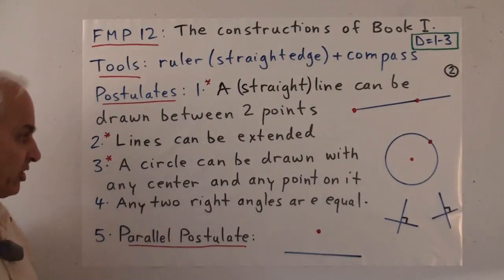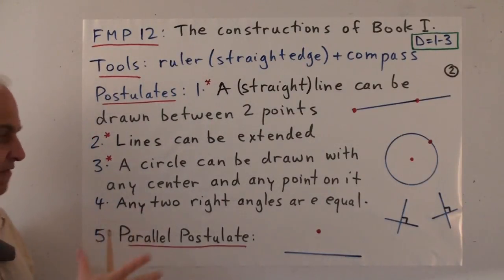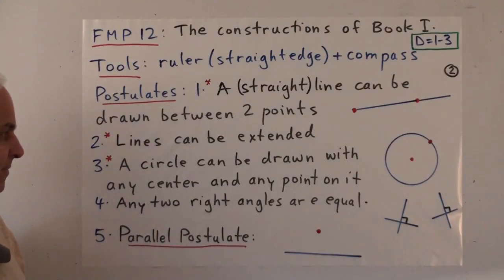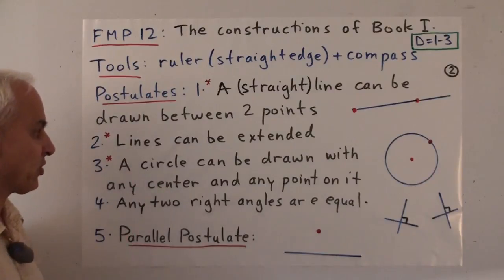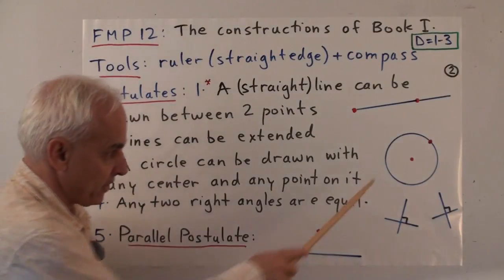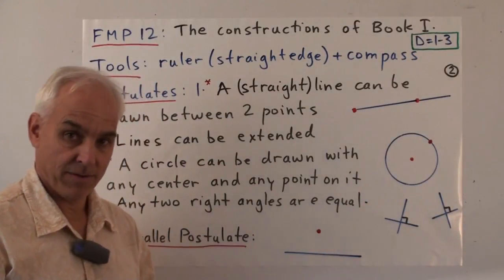The third postulate concerns the construction of a circle. A circle is a very fundamental, beautiful object for the ancient Greeks. And the postulate says that a circle can be drawn with any center and any point on it. So there's the center of the circle. There's a point on the circle.